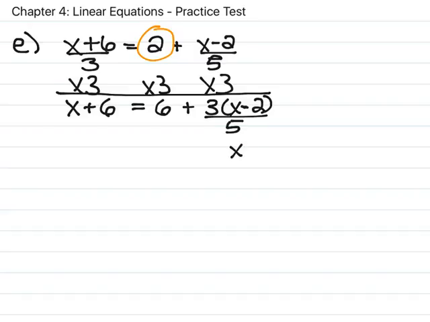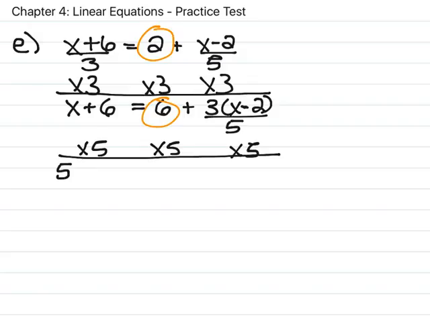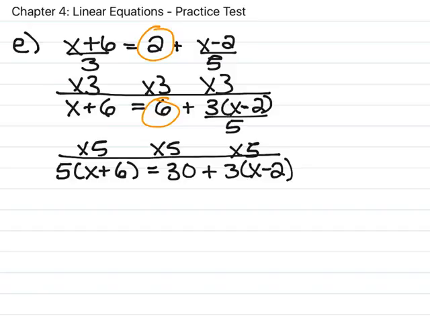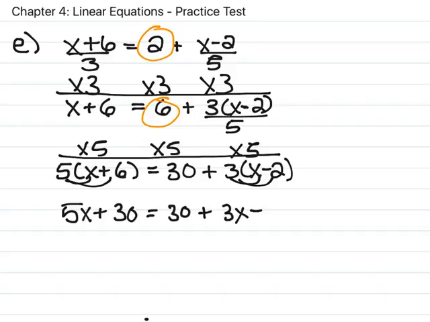I'm going to do the same with the 5, again remembering the 6. Like 30 plus 3x minus 2. So I'm going to continue by expanding the brackets. So we'll get 5x plus 30 is equal to 30 plus 3x minus 6.